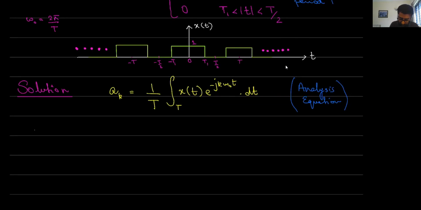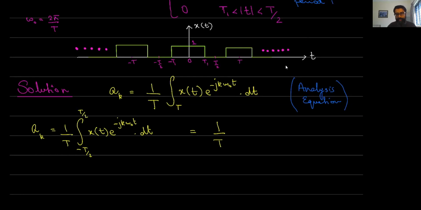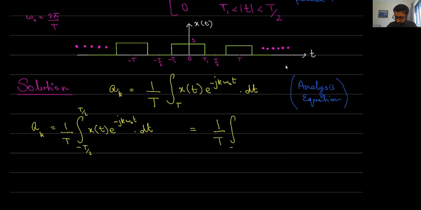So a_k is equal to 1 upon T integral from minus T by 2 to plus T by 2 of x of t e raised to the power minus j k omega naught t dt. However, I know that this square wave is equal to 1 only from minus t1 to plus t1. So this integral can change to be from minus t1 to plus t1, and the signal is 1 during this time interval, and then I have e to the minus j k omega naught t dt.